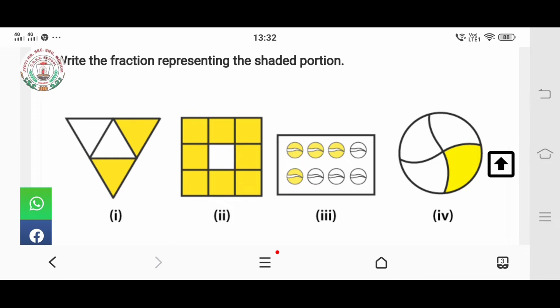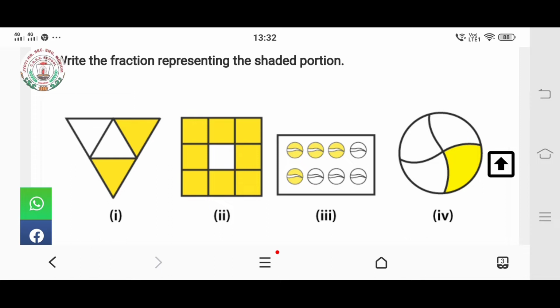So now coming to the first picture given here, that is one big triangle. In that, 4 small triangles are there. You can see all the 4 triangles are of the same size. So you will count here. Total how many triangles are here? 1, 2, 3 and 4. 4 total triangles are there, and out of that how many are shaded? 2 parts are shaded. So here the fraction will be 2 by 4.